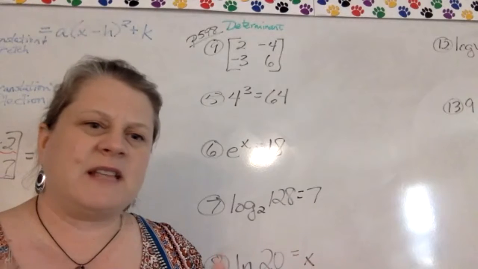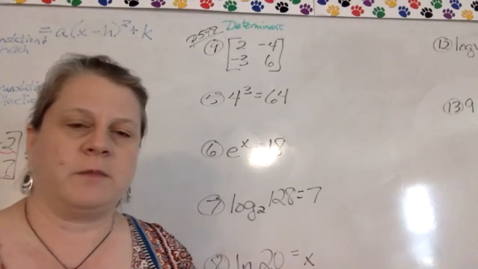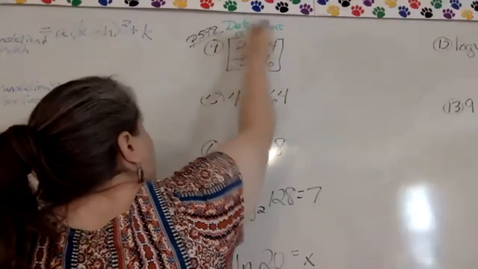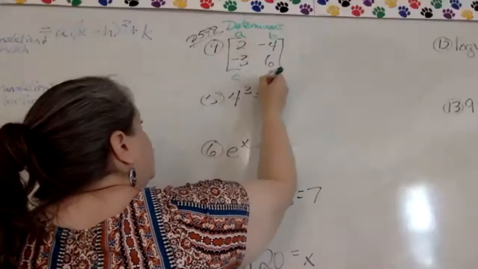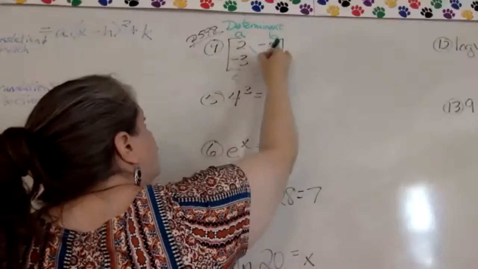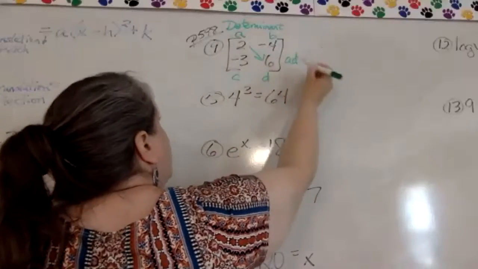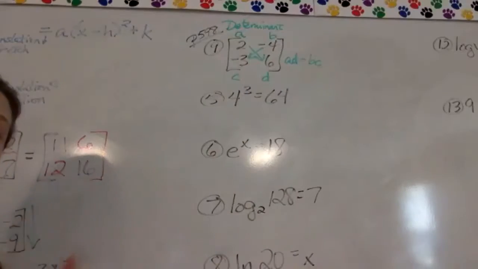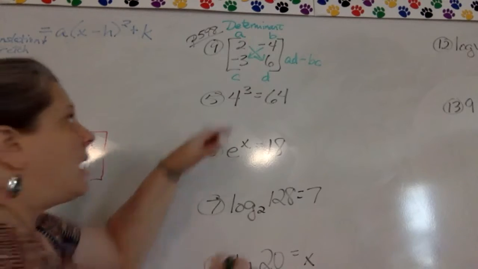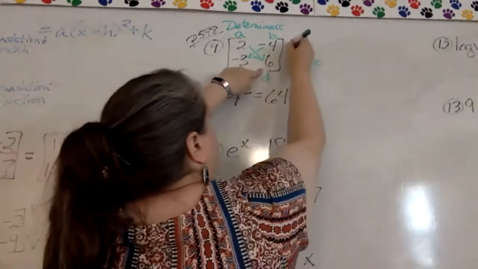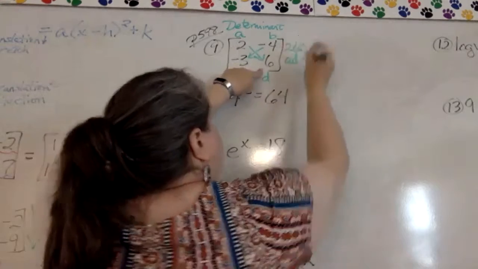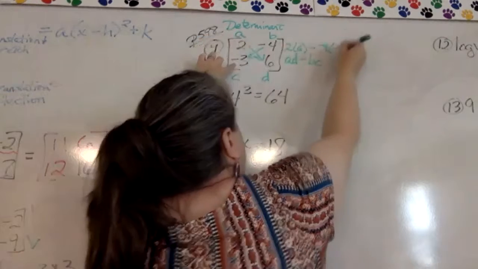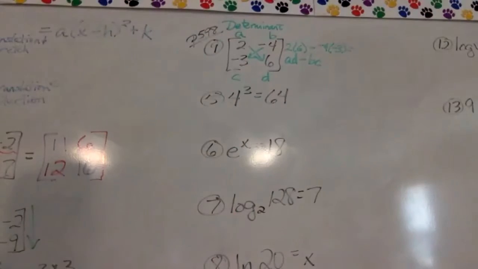We did this that Wednesday, Thursday, right before you all were out for spring break, and then you never got to come back. So we label this: this is A, this is B, this is C, this is D. So what you do is you multiply A times D, and then you subtract what you get when you multiply B times C. You're just multiplying diagonally. So I'm taking 2 times 6 minus B, which is -4, times C, which was -3. You just subtract those and see what it's equal to.